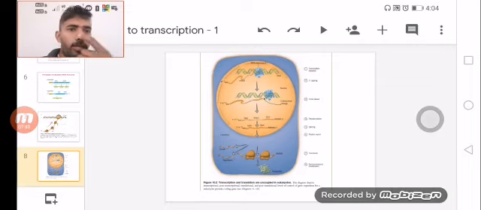And this image shows the same mechanism in the eukaryotic system. You can see there is a DNA molecule inside the nucleus and the transcription occurs inside the nucleus, and after the processing in the nucleus, the mature RNA molecule is released into the cytoplasm where it undergoes the translation event.